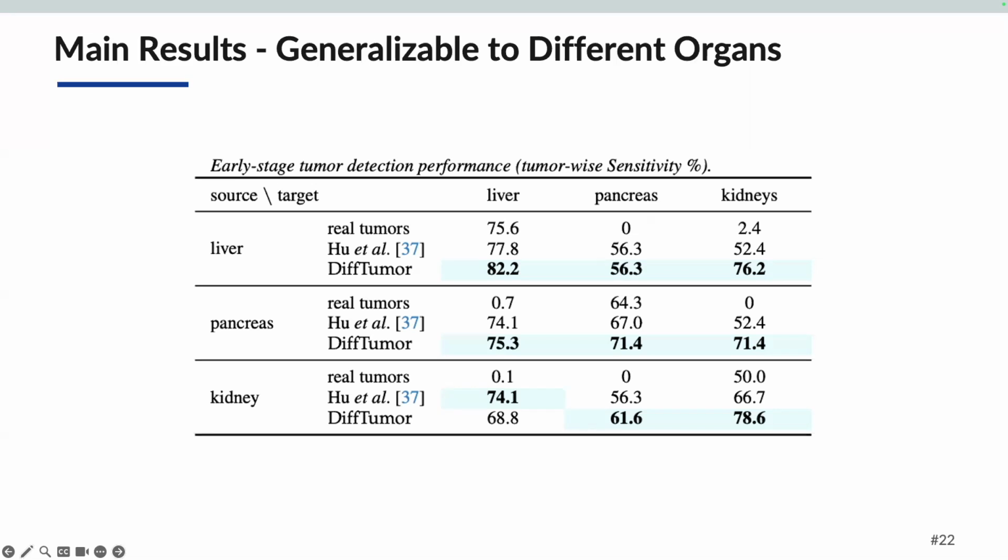Also, in this slide, we only show the results of backbone UNet. And the generalization results suggest that it's difficult for segmentation models trained on real data to generalize across different organs, leading to poor performance in early stage tumor detection.